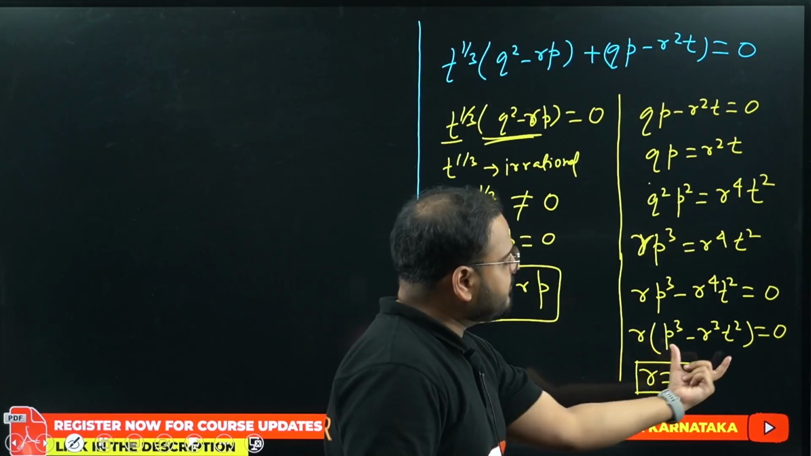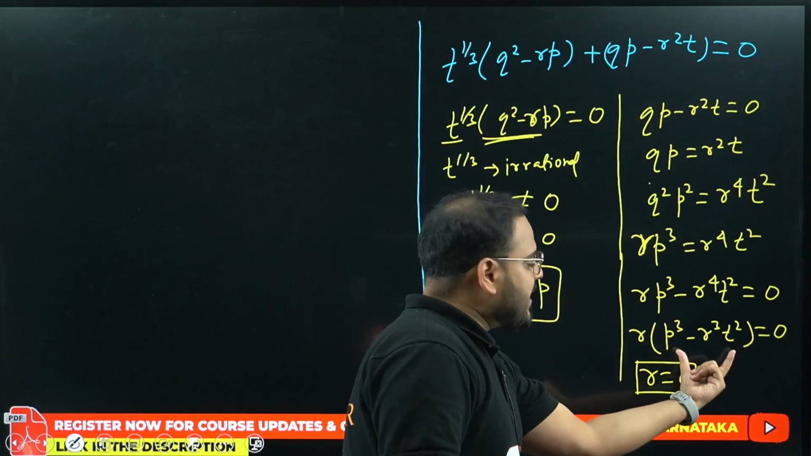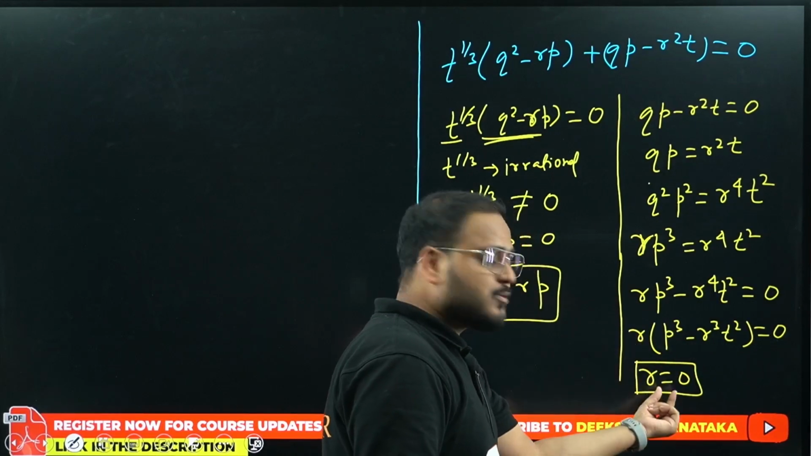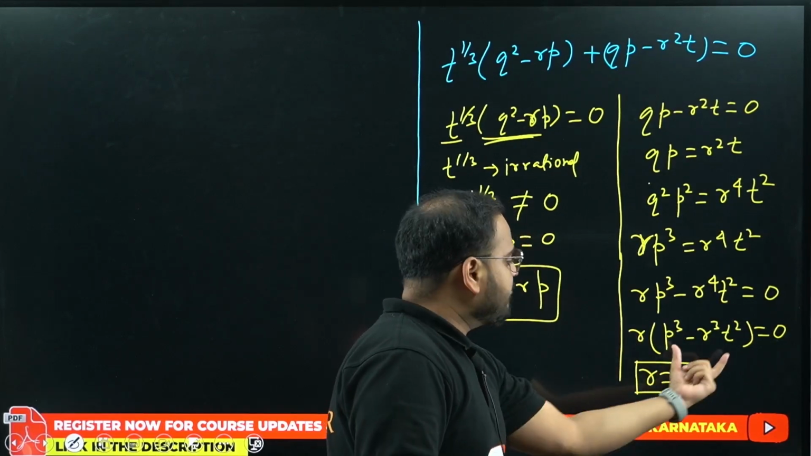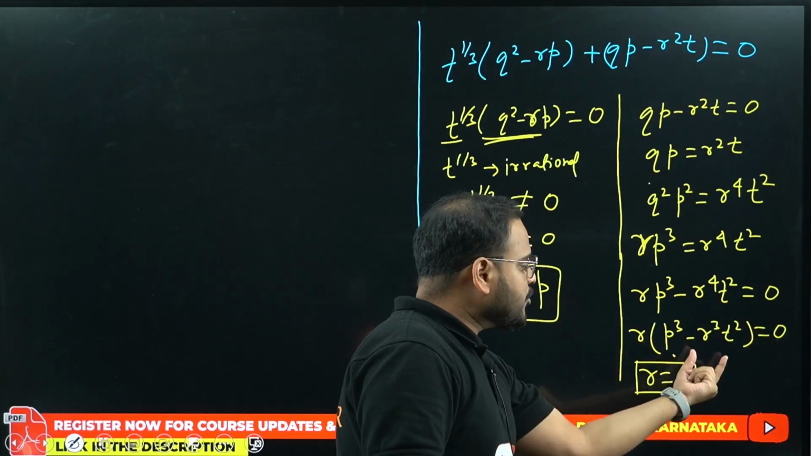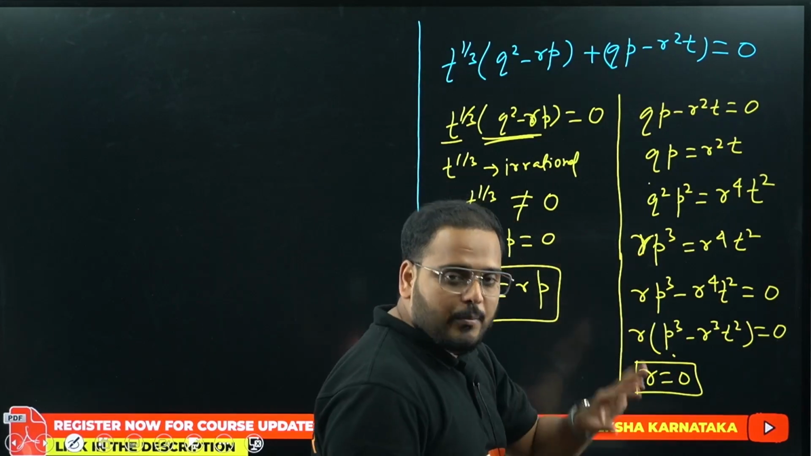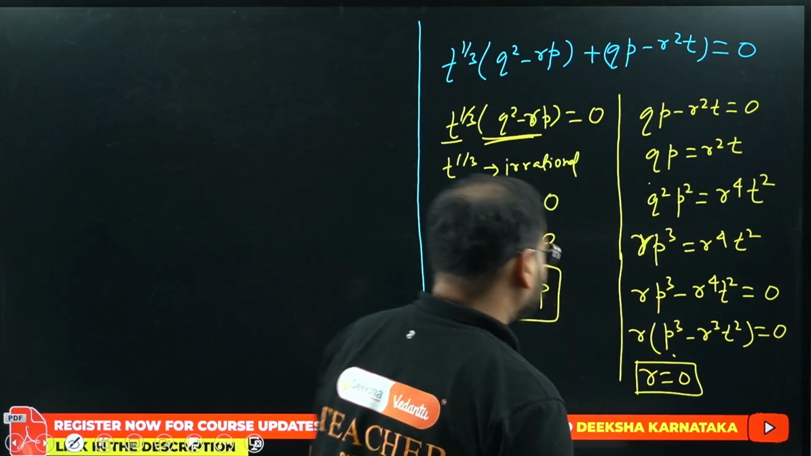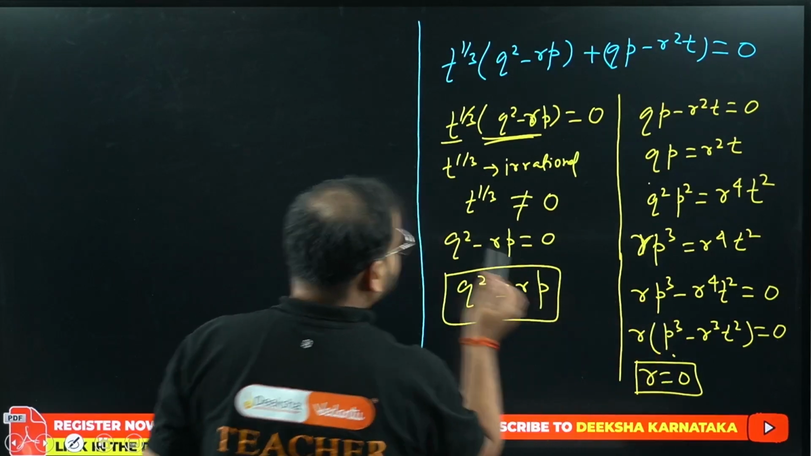From here, if you understand this much at least: if this bracket is not 0, it means r has to be 0. Correct? If this bracket is not 0, then the product is 0, right? So if this bracket is not 0, r has to be 0. Now I'm going to prove that this bracket cannot be 0. Have a look.